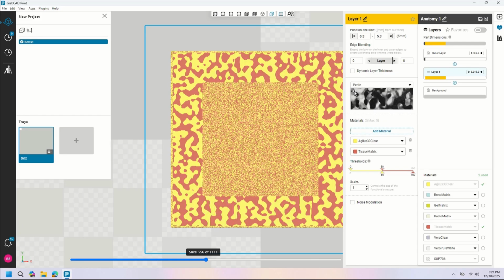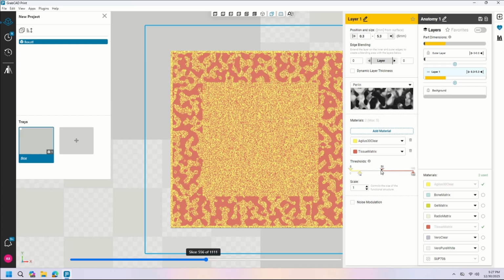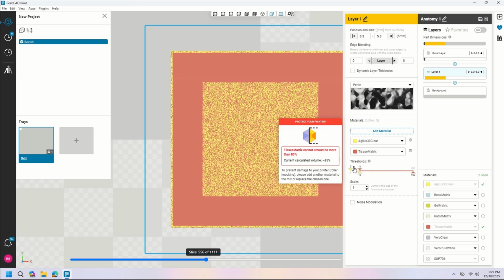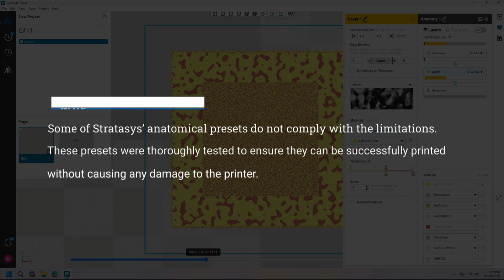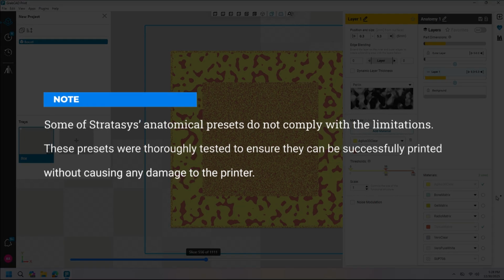In other noise functions, such as Perlin, it's quite hard to determine the exact ratio. That's why we get an error message showing the estimated ratio for the layer's volume. Some of Stratasys' anatomical presets do not comply with the limitations. These presets were thoroughly tested to ensure they can be successfully printed without causing any damage to the printer.